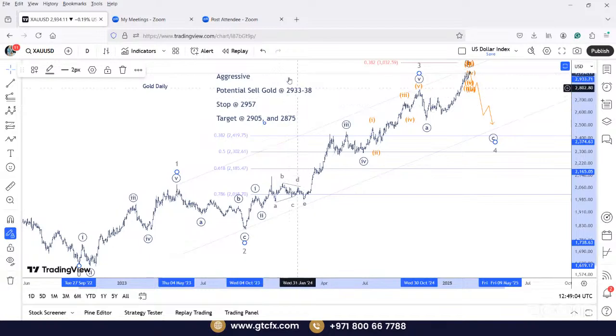It is a slightly aggressive trade, but if this trade goes through well, we would also have a price confirmation that wave B is complete and a 5-wave decline towards wave C has now resumed. That is a potential sell aggressively, potential sell around 29, 33, 38. The stop recommendation around 2957. It could possibly push through 2962 as well, but we are not placing the stop loss there. We're going to keep it tight since it's aggressive. And downside targets are 2905, 2875, sir.